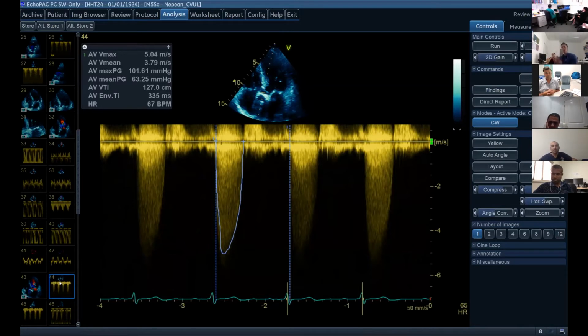Right, Lewis, so you've got pressures here of 5.4 meters per second, that's severe, and a mean gradient of 63. What do you think of those valve gradients in this context? So, as Ramsey was saying before, I think they're probably subject to some inaccuracy because of the hypercontractility of the LV. But they probably represent severe aortic stenosis given the 2D picture.